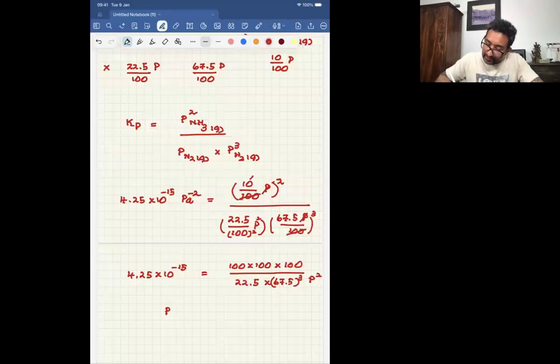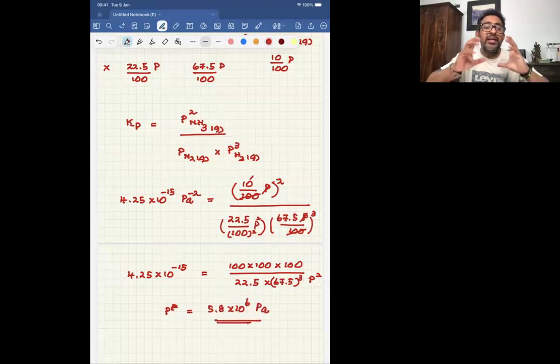So what is P squared? P squared is 100 multiplied by 100 multiplied by 100, divided by 22.5, divided by 67.5 cube, and that is divided by 4.25 times 10 to the power minus 15. And you need to get the square root of this. So you get 5.8 times 10 to the power 6 pascals.